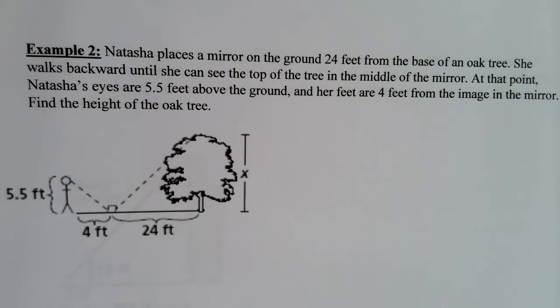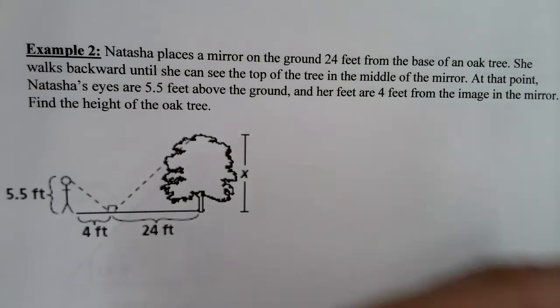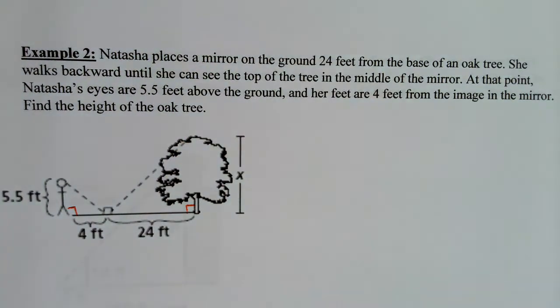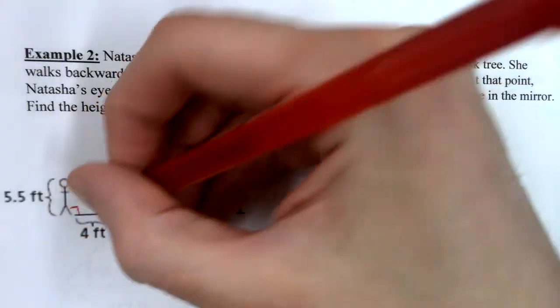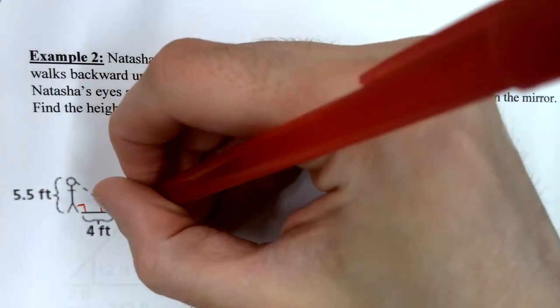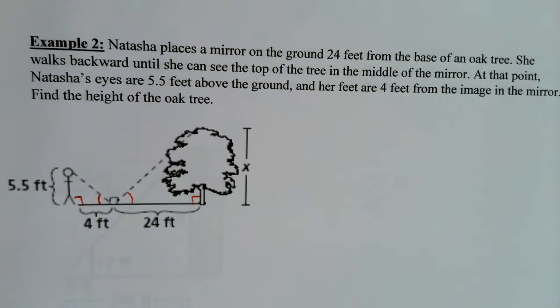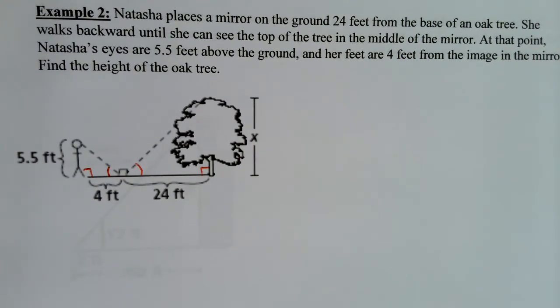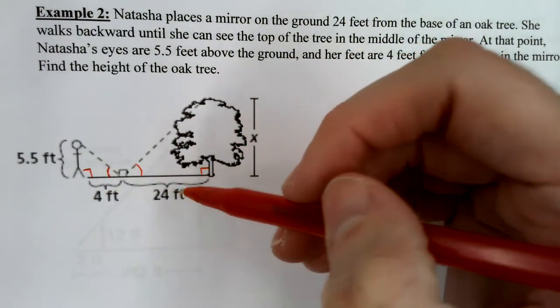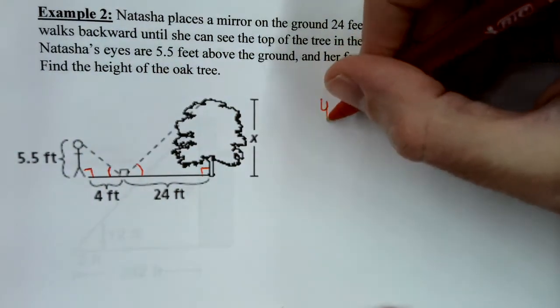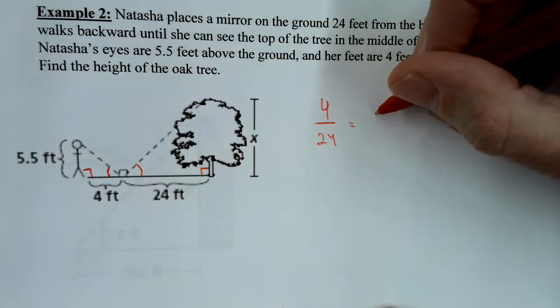Again, the reason why you can solve this problem is because you have similar triangles. This is a right angle in that triangle, and that's a right angle in that triangle. And the angle that light reflects off the mirror is congruent. So this angle is congruent to this angle, so the two triangles are similar by angle-angle similarity. Now let's write our proportion and solve. Make sure all your numerators come from one triangle, and all your denominators come from the other triangle. So I will do 4 over 24 equals 5.5 over x.